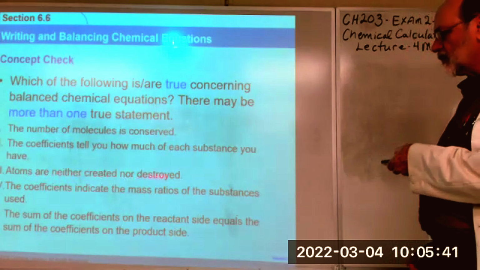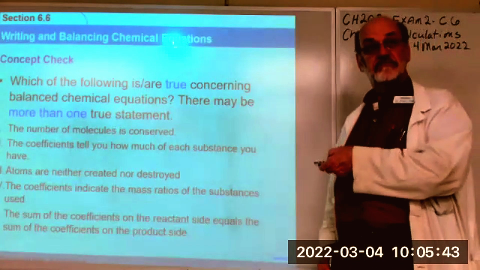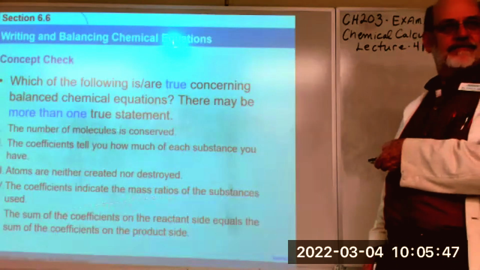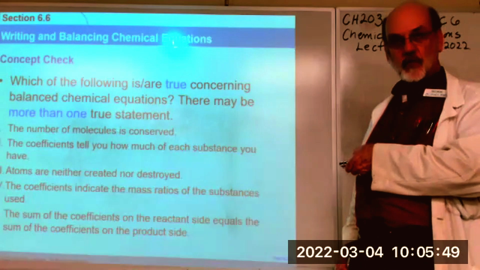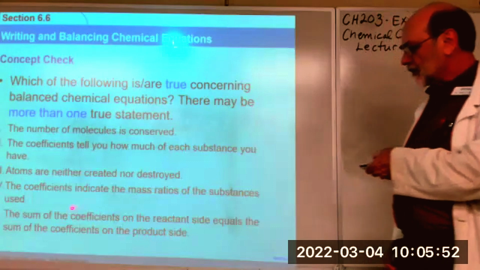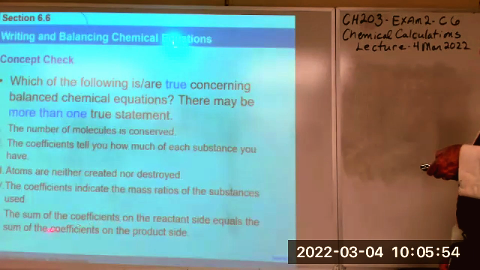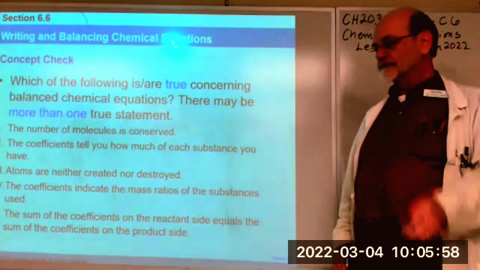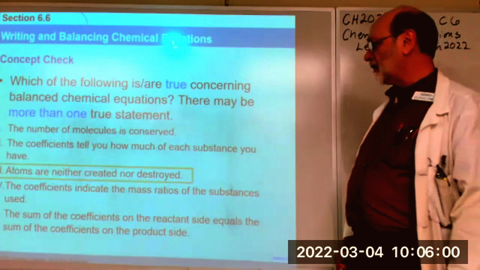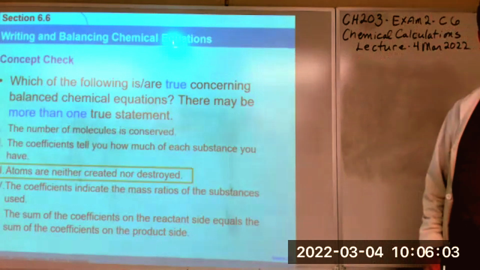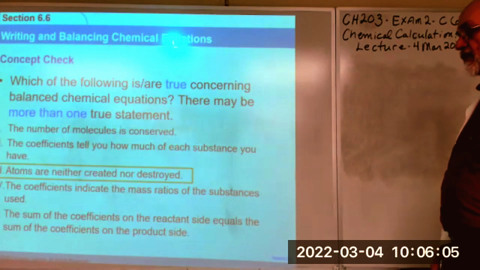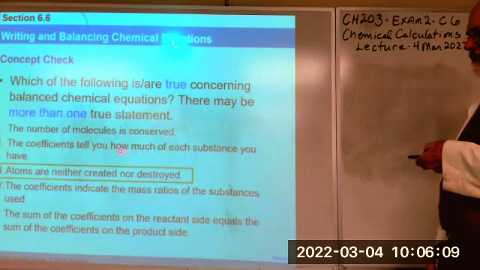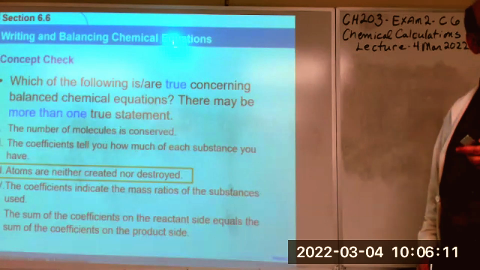Atoms are neither created nor destroyed. That's true. Coefficients indicate the mass ratios. Nope. Number ratios, mole ratios. The sum of the coefficients on the reactant side equals the sum of the product side. Nope. Doesn't have to be. All right, so that's the only true one in the bunch. The rest of them are false. If we use our imagination and think that one's talking about mass.